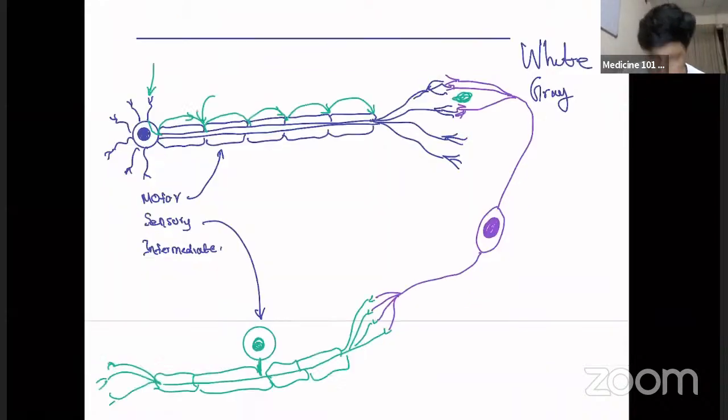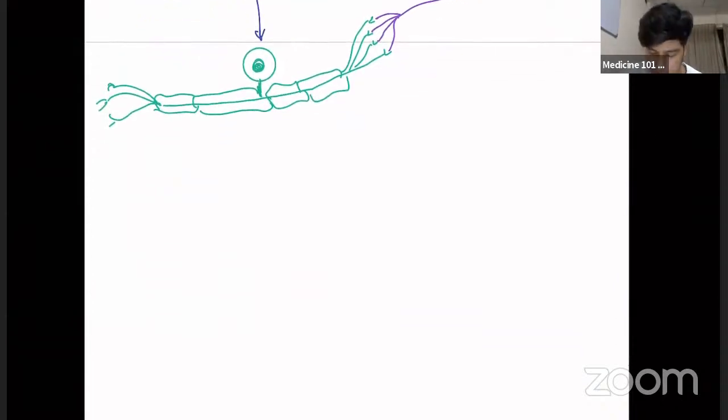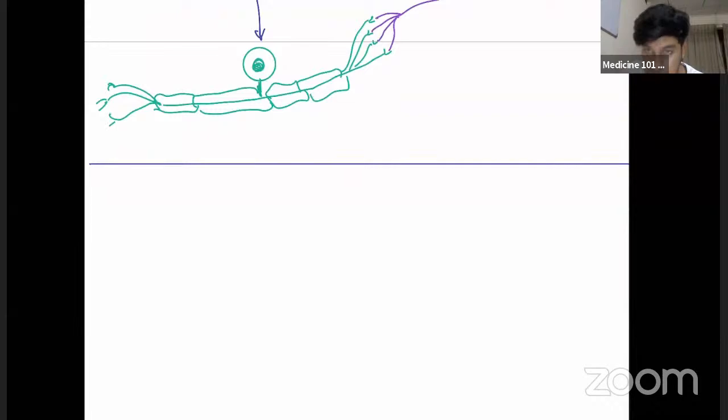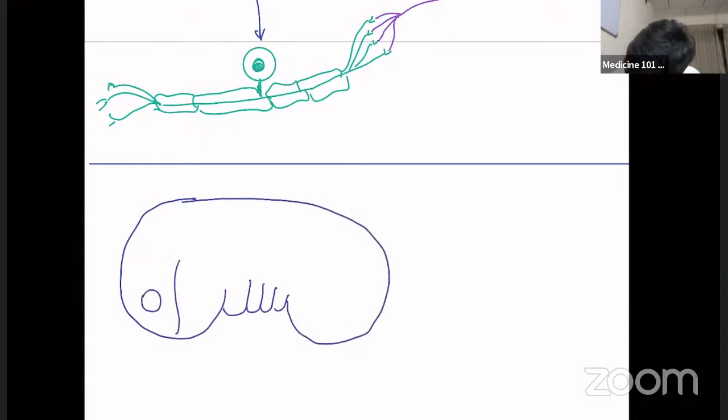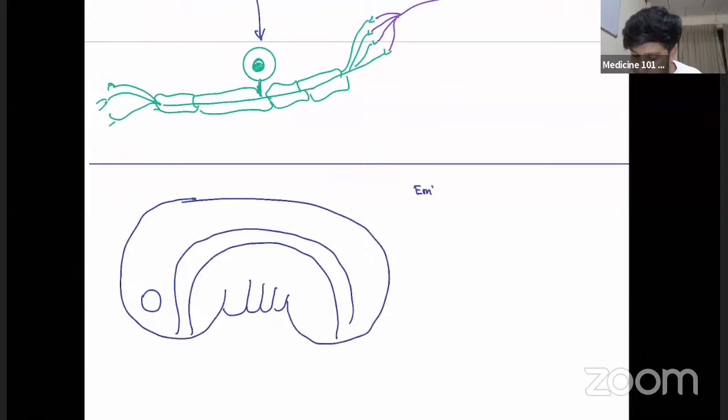Next, I will do a bit on the development of the nervous system. You guys know there's something called the embryonic disc. Yes. Trilaminar disc. Okay. You don't need this much detail, guys. I just want to make sure you guys understand everything. So there's three parts. There's the endoderm, mesoderm, and ectoderm.